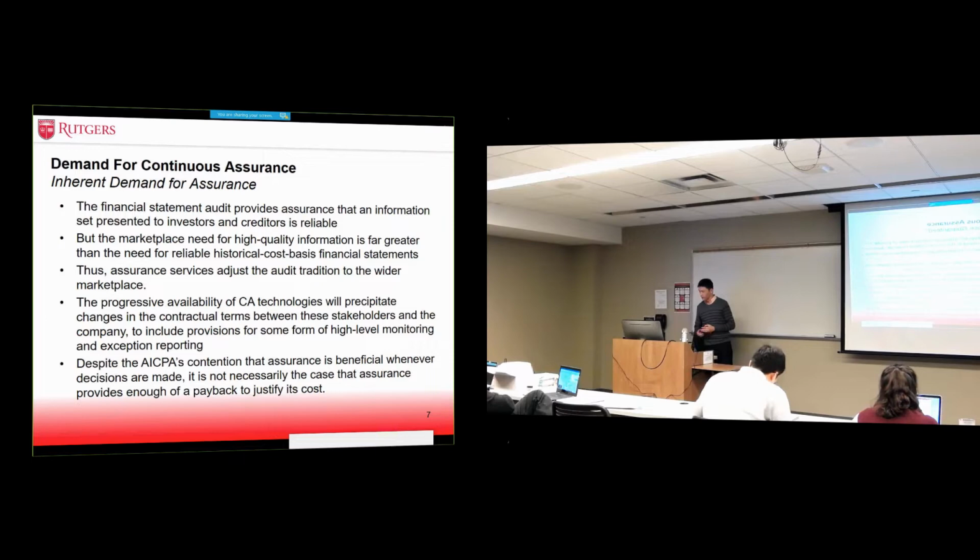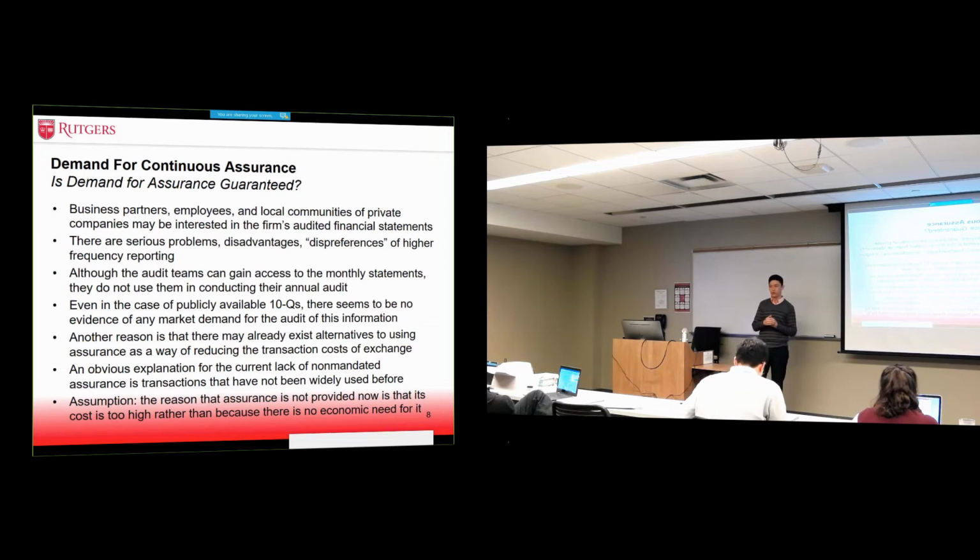The second point on demand is that demand for assurance is a guarantee, and the paper discusses several potential demanders for these continuous assurance reports. It might be business partners, employees, local communities, or private companies. But there are serious problems with these continuous assurance reports. For example, there might be disadvantages, or it's the preference of managers who don't want to share that much internal information of the company.